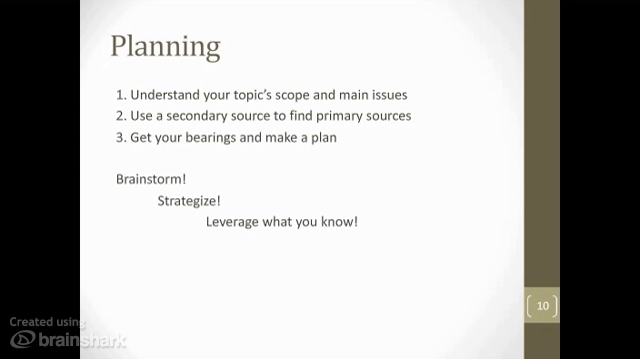Make sure you get your bearings and make a plan. Brainstorm your topic. Brainstorm your keywords. Figure out what you need to do first. What can be grouped together or chunked. And then leverage what you know. Identify items that you've just found, and can those items, if really analyzed, tell you more about the topic or lead you down other pathways?